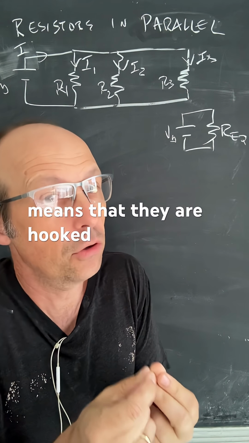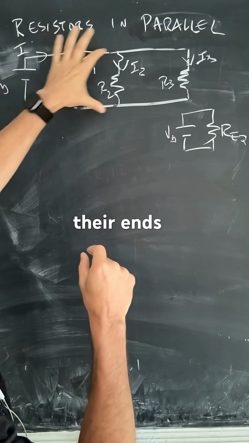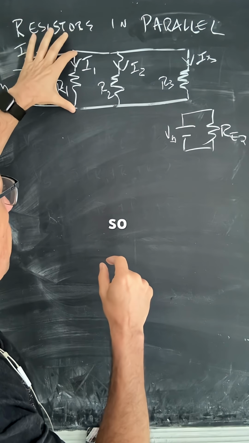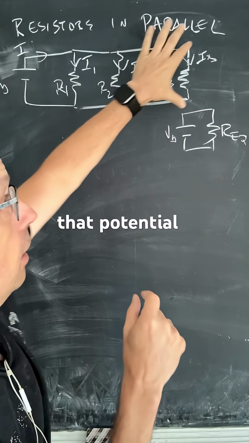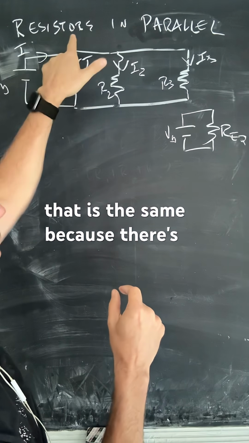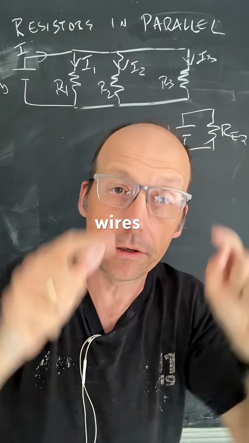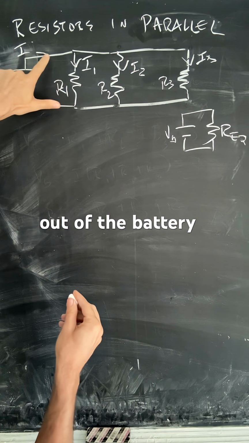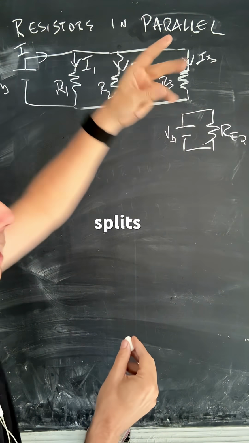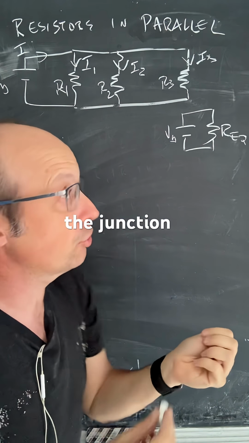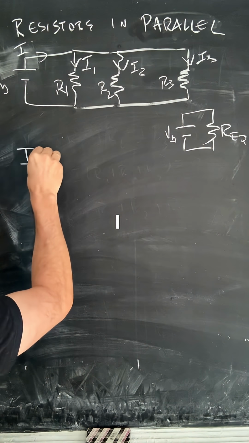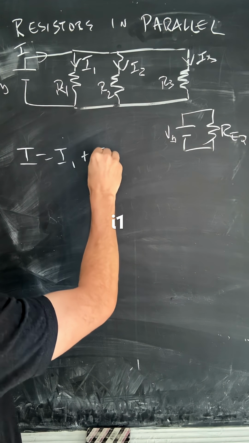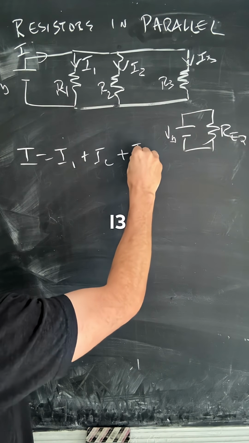Parallel means that they are hooked up in such a way that their ends are all at the same potential. So the potential across this, potential across that, potential across that is the same because there's nothing between them. I have ideal wires. Okay, so right here I have the current coming out of the battery as I, and then it splits into 3 things. Using the junction rule, I can say I is I1 plus I2 plus I3.